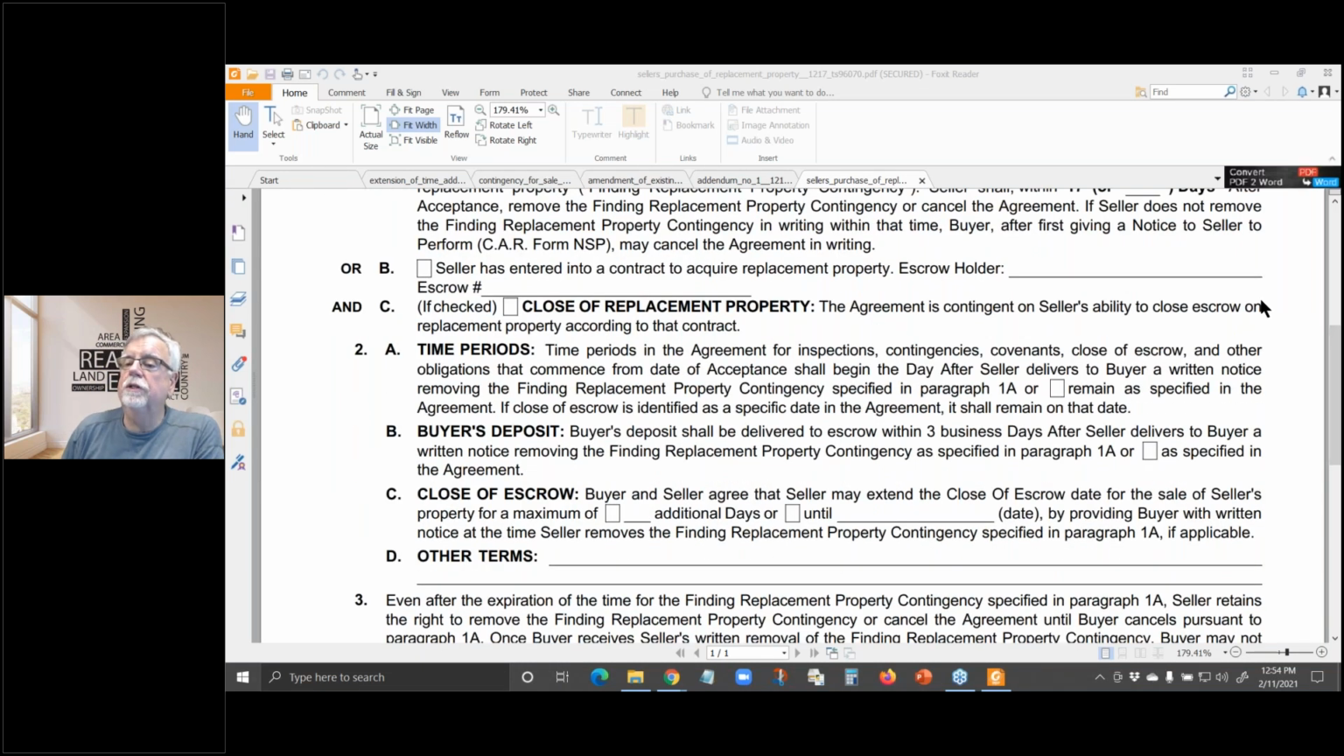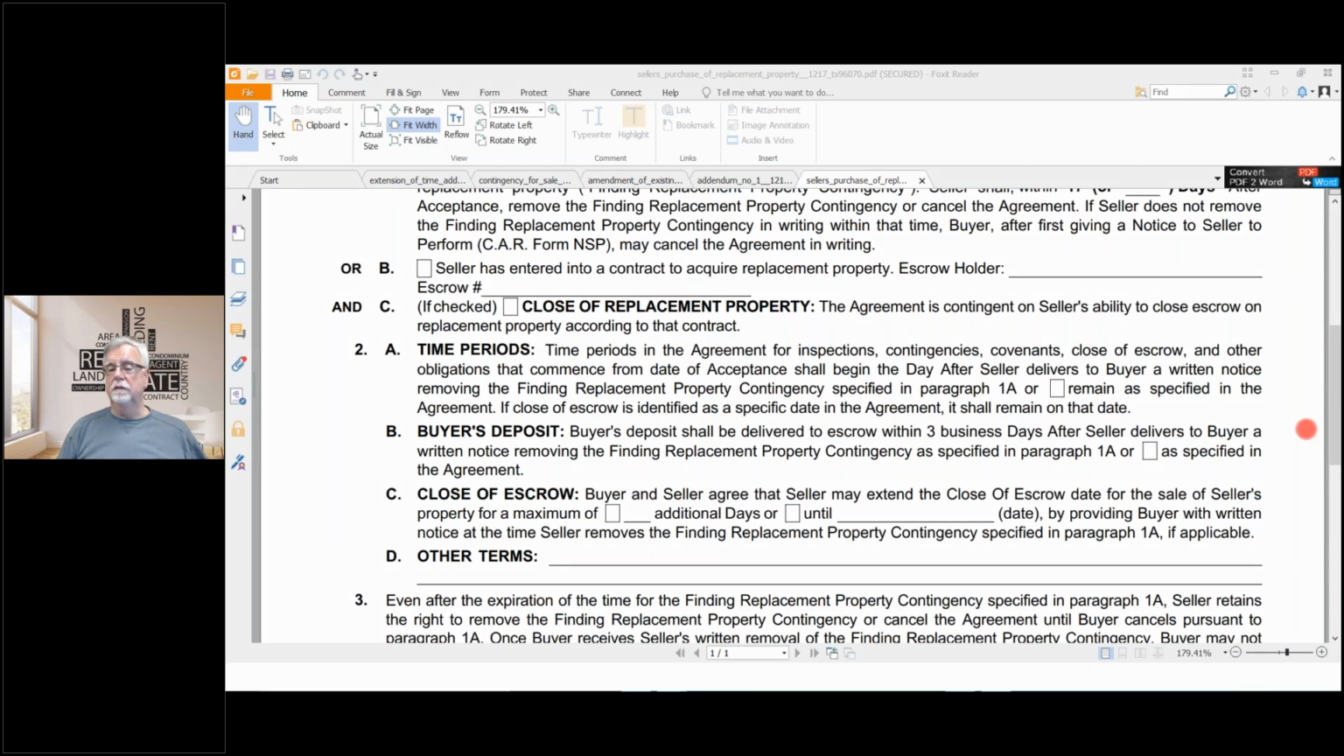So what about inspections, right? In this case, the seller didn't do any inspections because the seller doesn't know if anybody's going to buy their property with this contingency. So why do inspections, right? And so the buyer has to do all their own inspections. So when does that begin?